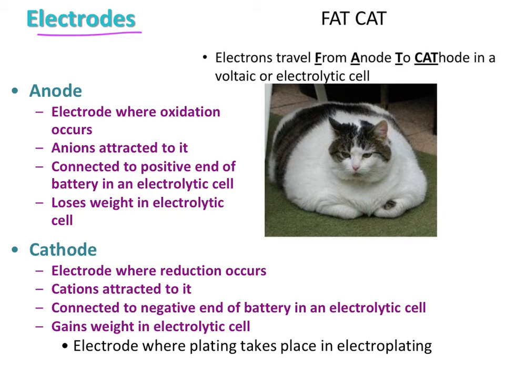So we know we have two electrodes. One is an anode, one is a cathode. Anode is where oxidation occurs. So for the previous example, it was where the copper was. And for the cathode, it was where the silver was. Just right off the bat, let's talk about an acronym that'll help you remember this.